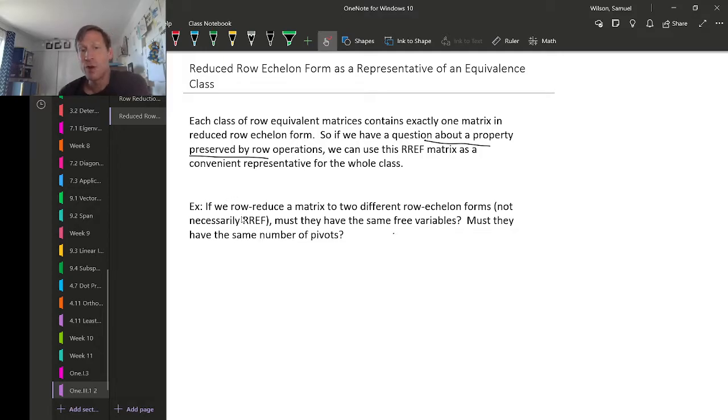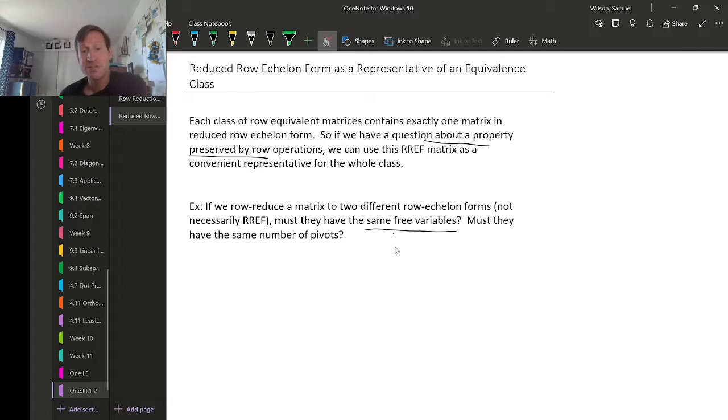So suppose that we row reduce a matrix to two different row echelon forms. Do these two row echelon forms have to have the same free variables? Another question we might ask is, do they have to have the same number of pivots? Well, taking this first one, the same free variables, at first it's really hard to know if they will have the same free variables. It seems sensible that they might have the same number of free variables, but here, I'm being more specific. I'm saying the same free variables exactly.